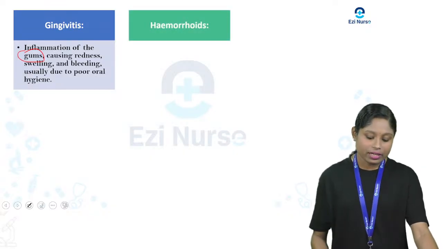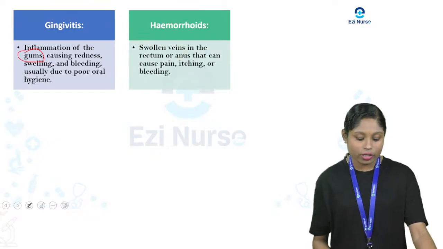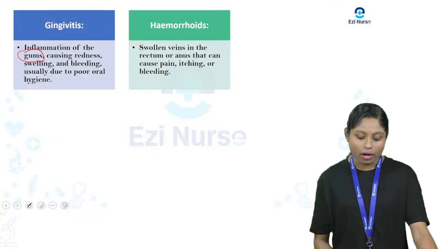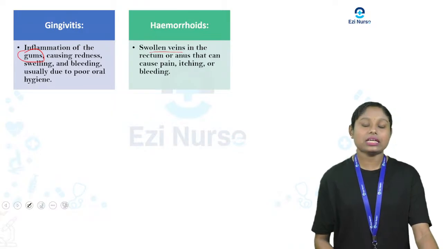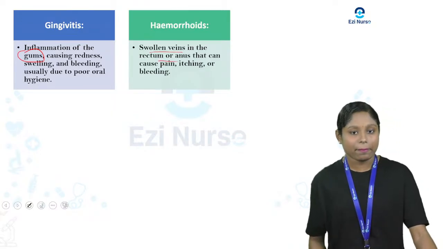So the next word we will discuss is hemorrhoids. What is hemorrhoids? Swollen veins in the rectum or anus that can cause pain, itching or bleeding. It is swollen veins in the rectum or anus. That is termed as hemorrhoids.